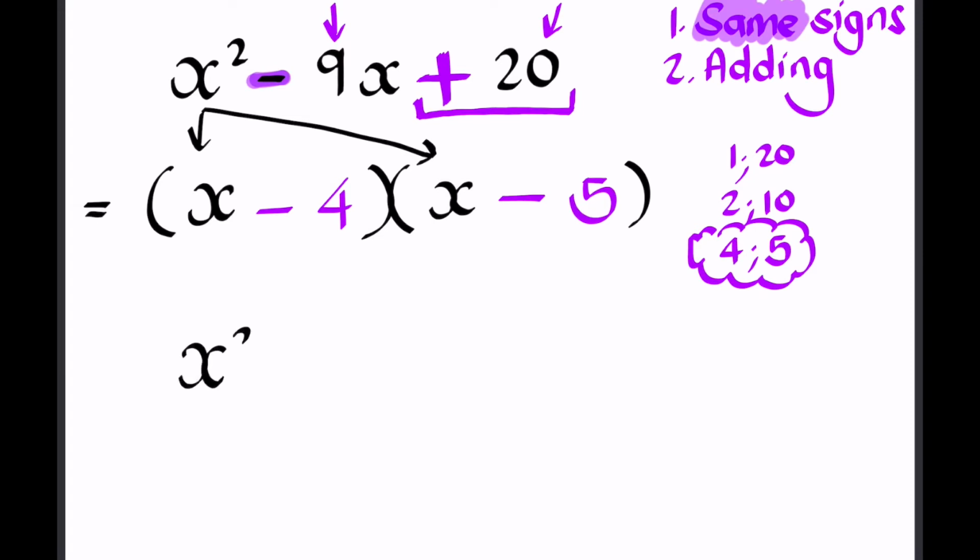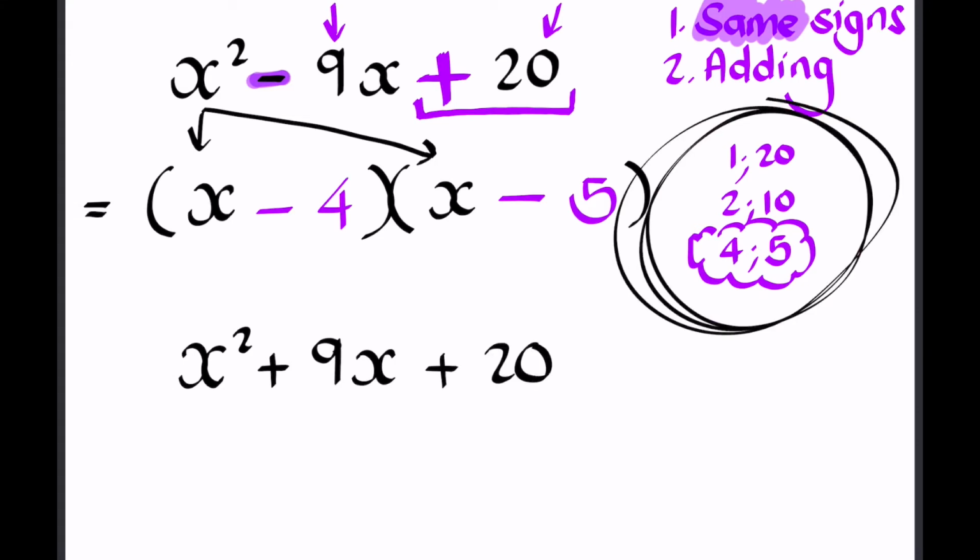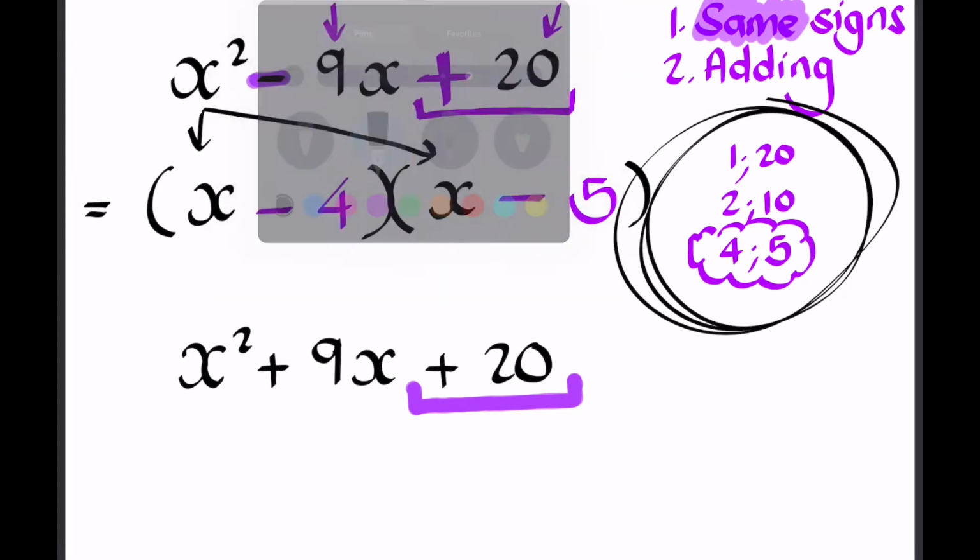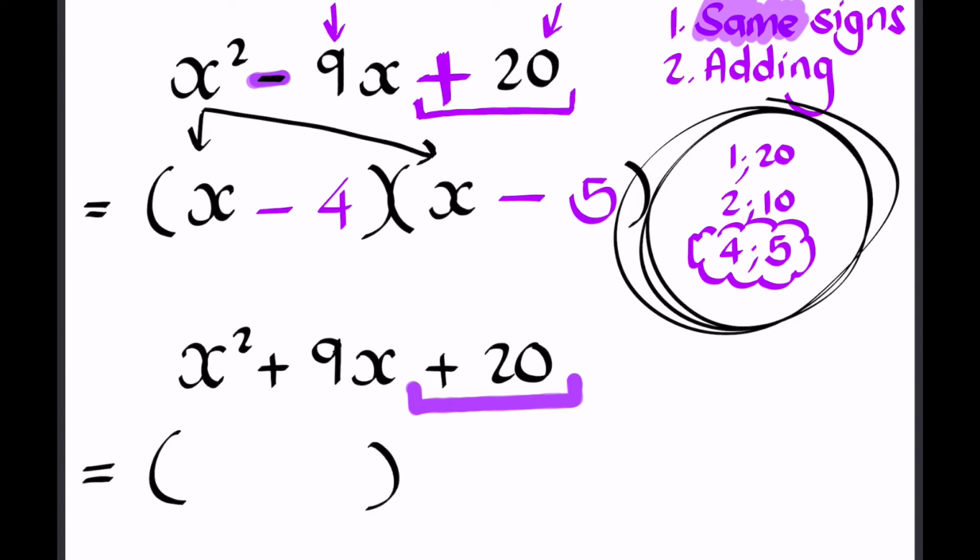So if I again had the same thing, but I have x squared plus 9x plus 20, I've already written out the factors of 20, so I'm not going to write them out again. My third term here is a positive 20, which means two things: that the signs are going to be the same and that I'm adding the factors of 20 to give me my middle term, which is 9. So I'm going to write this out into two brackets.